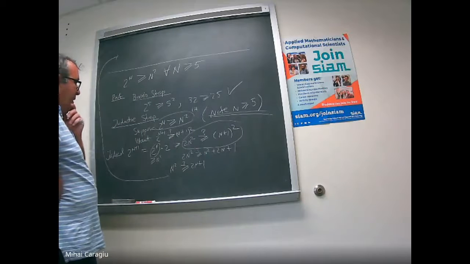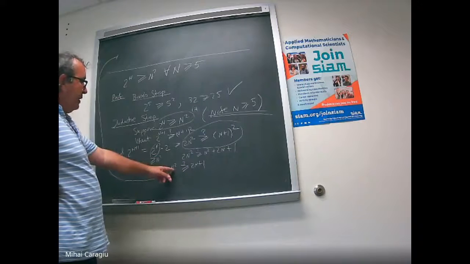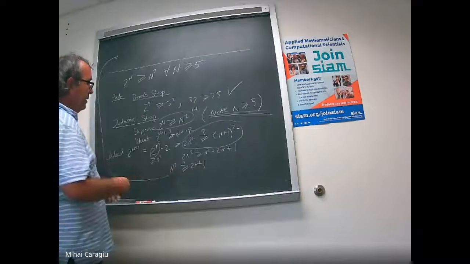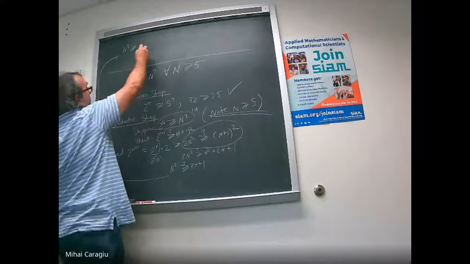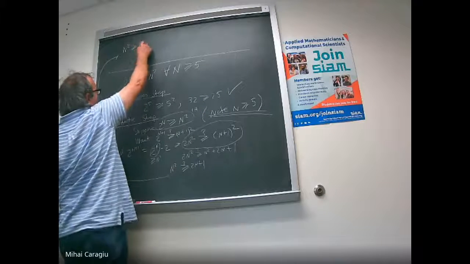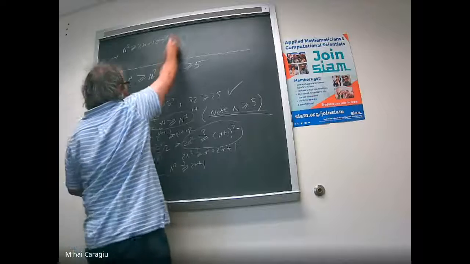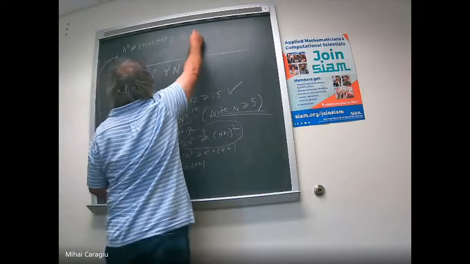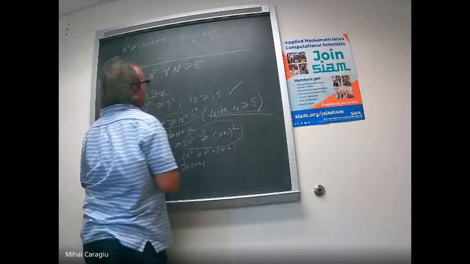Let's try to divide by the dominant term in left and right, the dominant term being n squared. So this is equivalent. So n squared is bigger than or equal to 2n plus 1 is equivalent with 1 being bigger than or equal to 2 over n plus 1 over n squared.